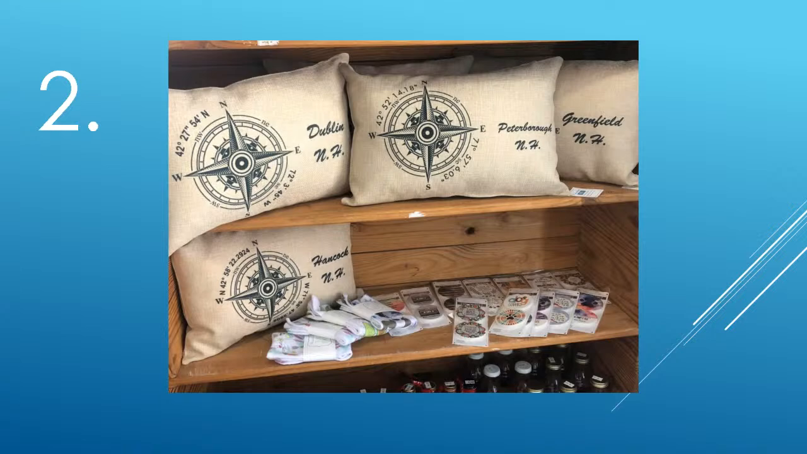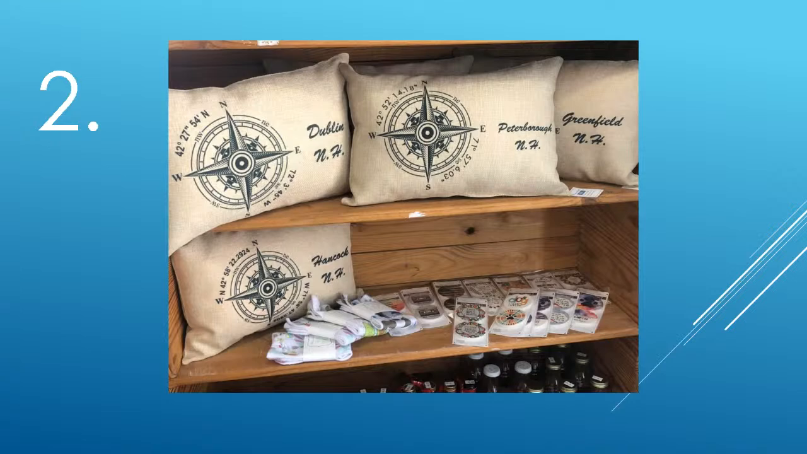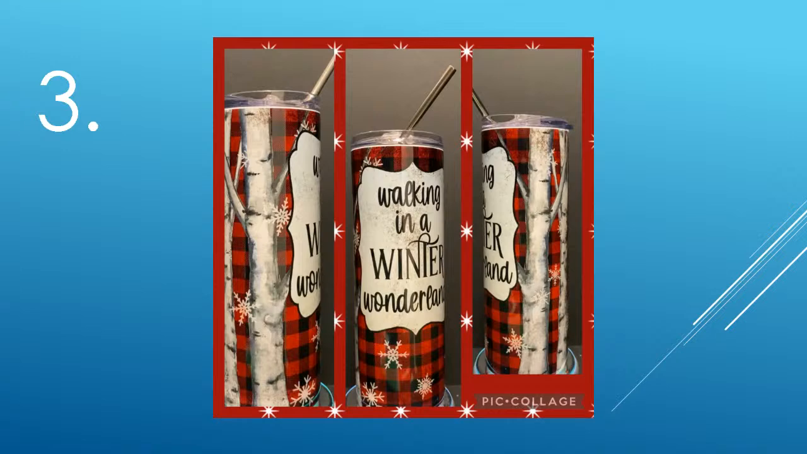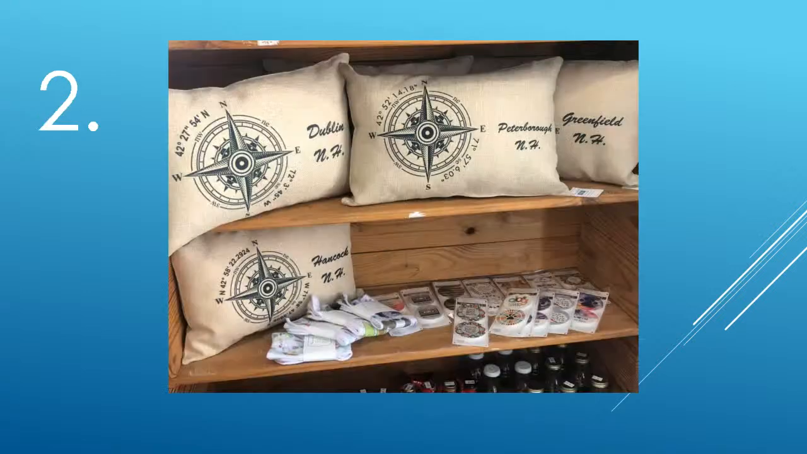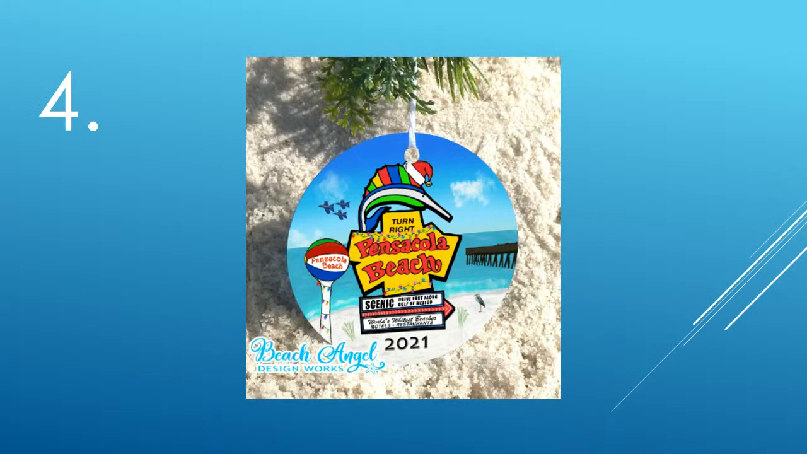Some great pillowcases, that's number 2. Number 1, yard flag, looks great. The artwork looks great. The presentation looks great. This one, the cool tumbler. You can notice something that's a little bit different about this one than the other two. So that's number 3. You can vote number 1, 2, 3, or number 4. There's number 4. Cool ornament, Pensacola Beach.